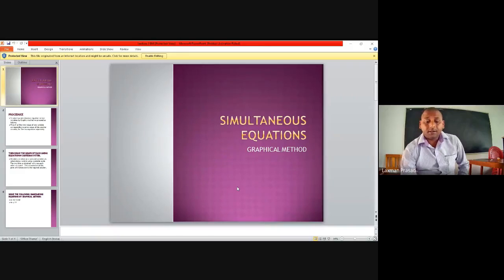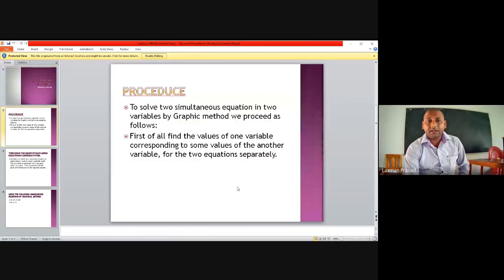So while discussing the graphical method, see the procedure. To solve two simultaneous equations in two variables by graphic method, we proceed as follows. First of all, find the value of one variable. See, in two variables, what happened? There is one variable which is x and another variable which is y.